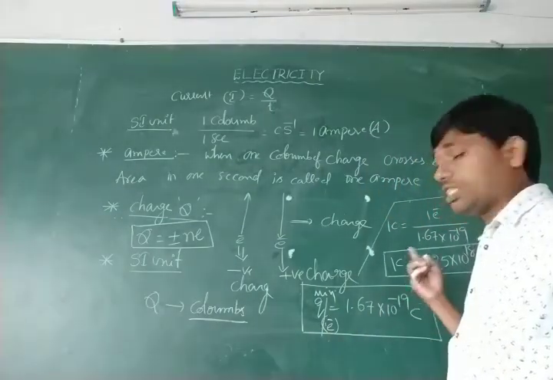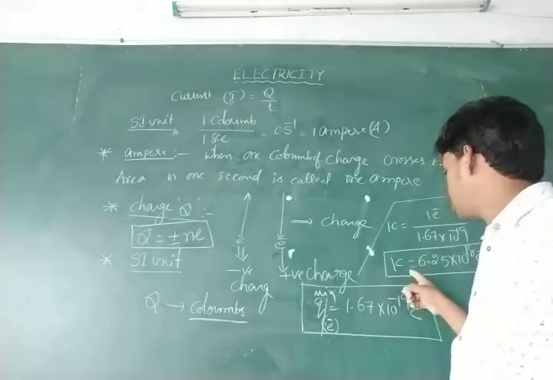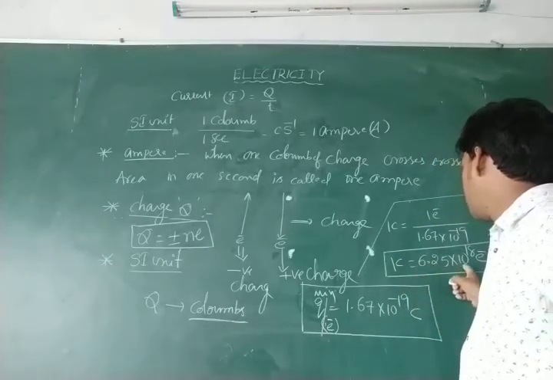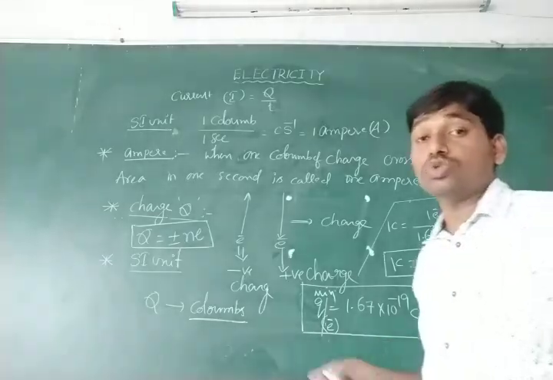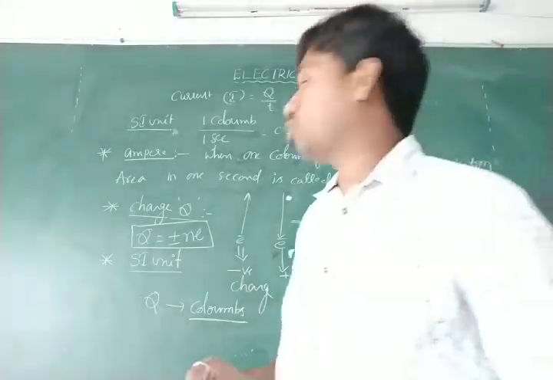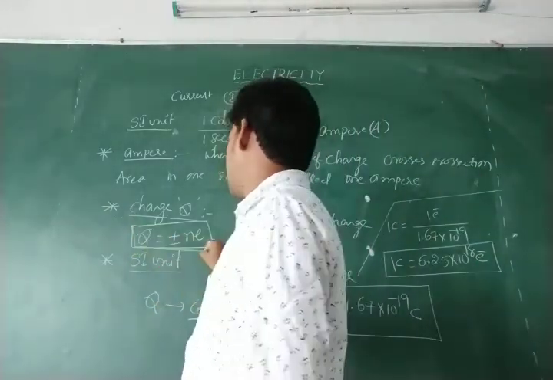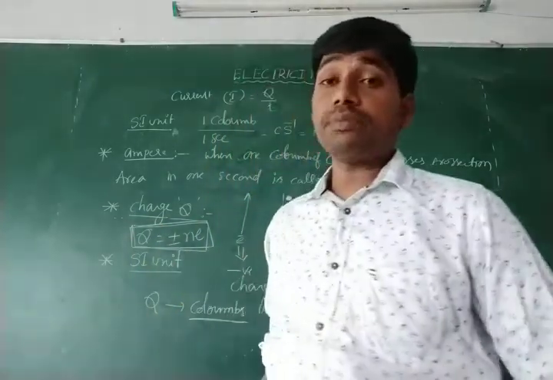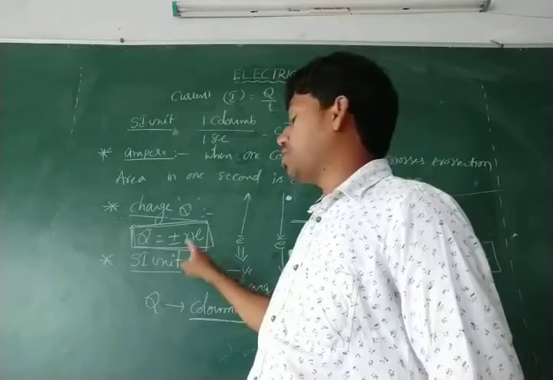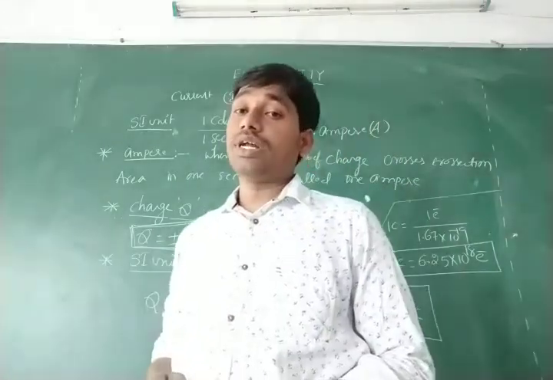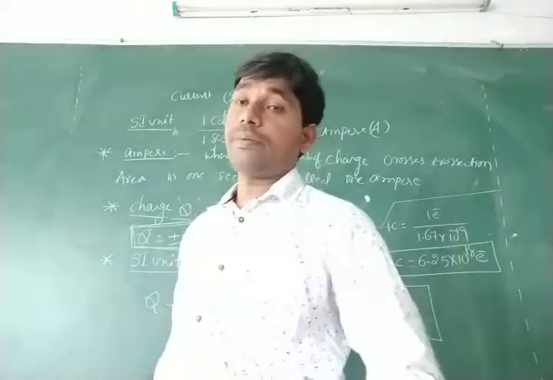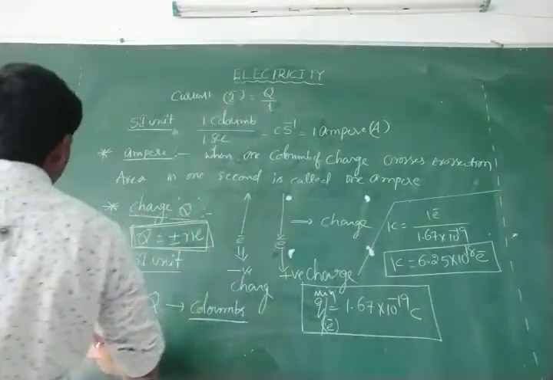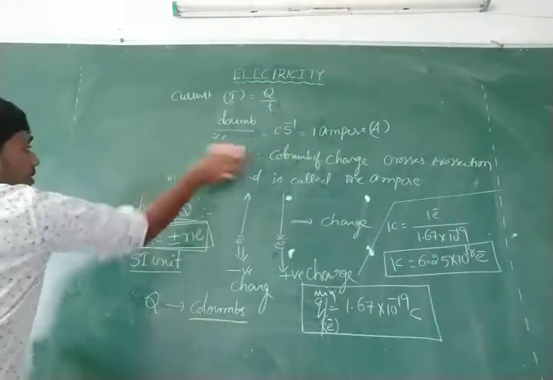Then 1 coulomb equals a number of electrons: 6.25 into 10 to the power of 18 electrons together are called 1 coulomb. And the quantitative definition of charge is a plus or minus integral multiple of electrons. So this is about electric current as well as charge.